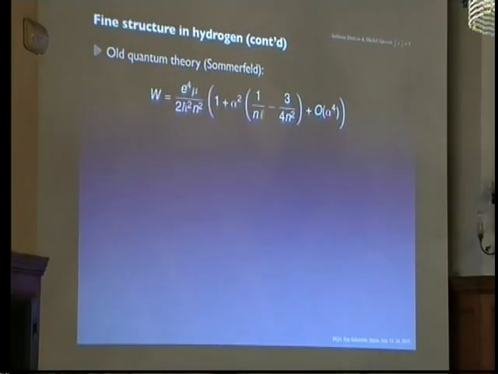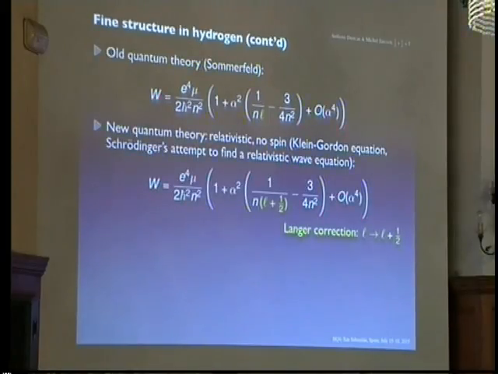Got it. So in the old quantum theory, you work this out and get this expression for the ionization energy. Now if you do the new quantum theory, and you do this relativistically, but you do not include spin, that is to say you do something based on the Klein-Gordon equation, then all you get is that you have to put in this Langer correction, and then this shifts by 1/2. That'd be a problem in and of itself.